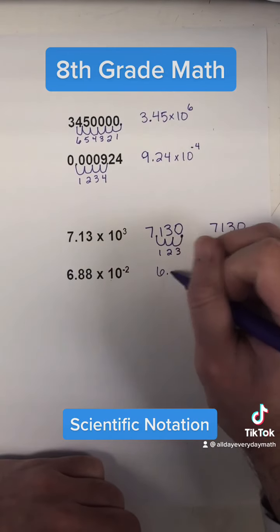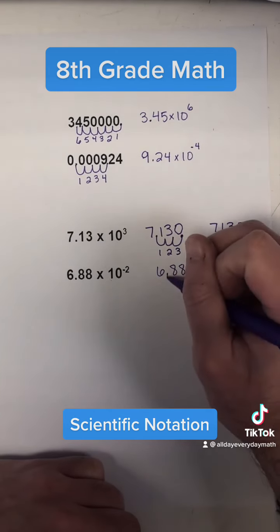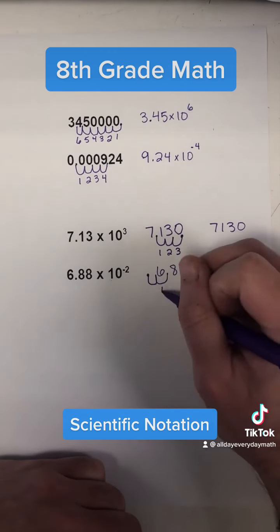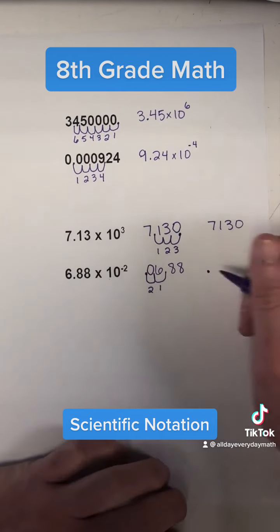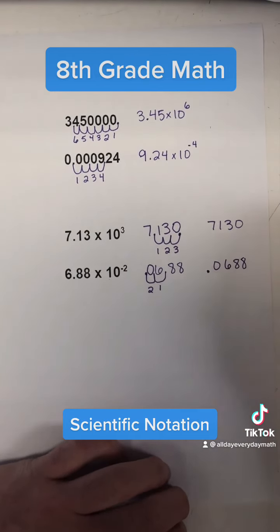6.88 times 10 to the negative 2 has a negative exponent, so we know we're dealing with a smaller number that is less than 1. So we move the decimal 2 places to the left, and our answer is 0.0688.